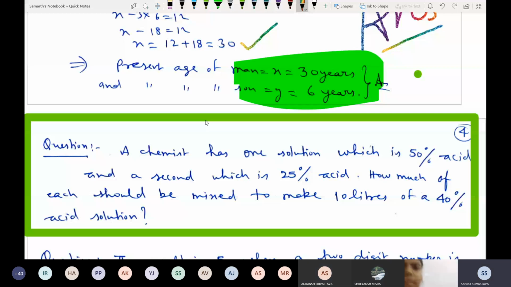One minute. Dhaval, yes, beta. Dhaval, bring the solution in a proper manner in front of the camera.